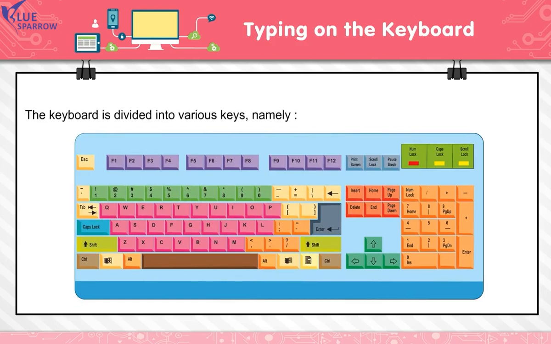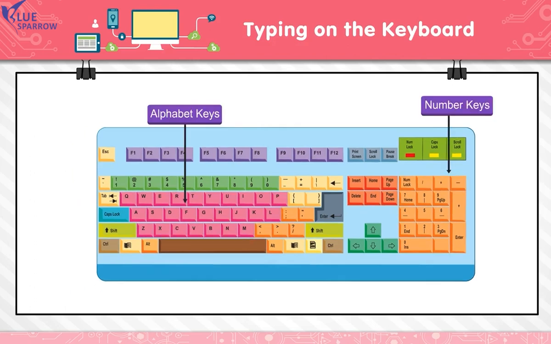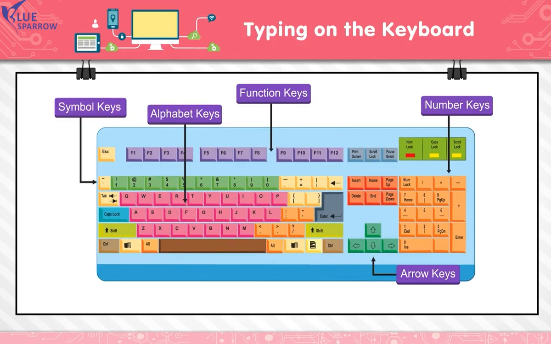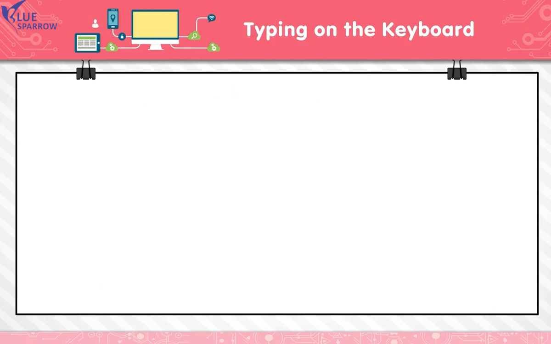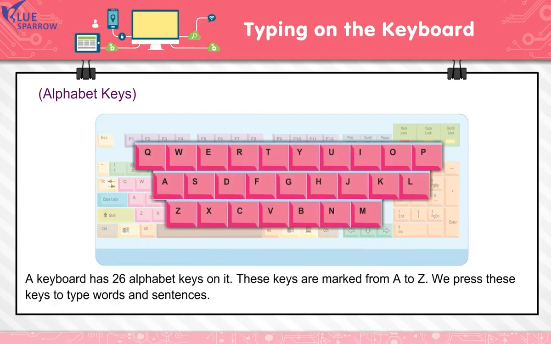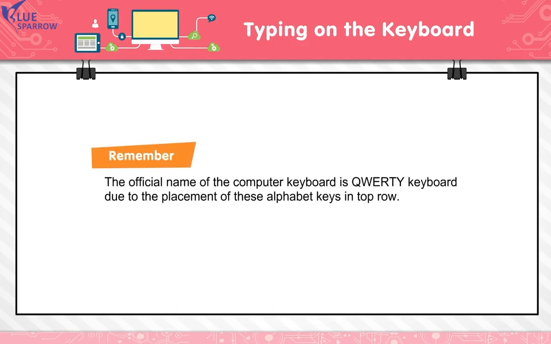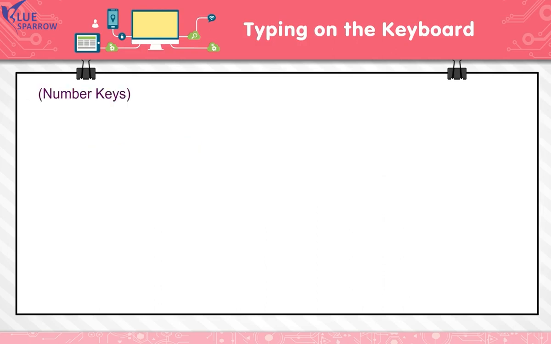The keyboard is divided into various keys, namely alphabet keys, number keys, arrow keys, function keys, symbol keys, special keys. Alphabet keys. A keyboard has 26 alphabet keys on it. These keys are marked from A to Z. We press these keys to type words and sentences. Remember, the official name of the computer keyboard is QWERTY keyboard due to the placement of these alphabet keys in the top row.